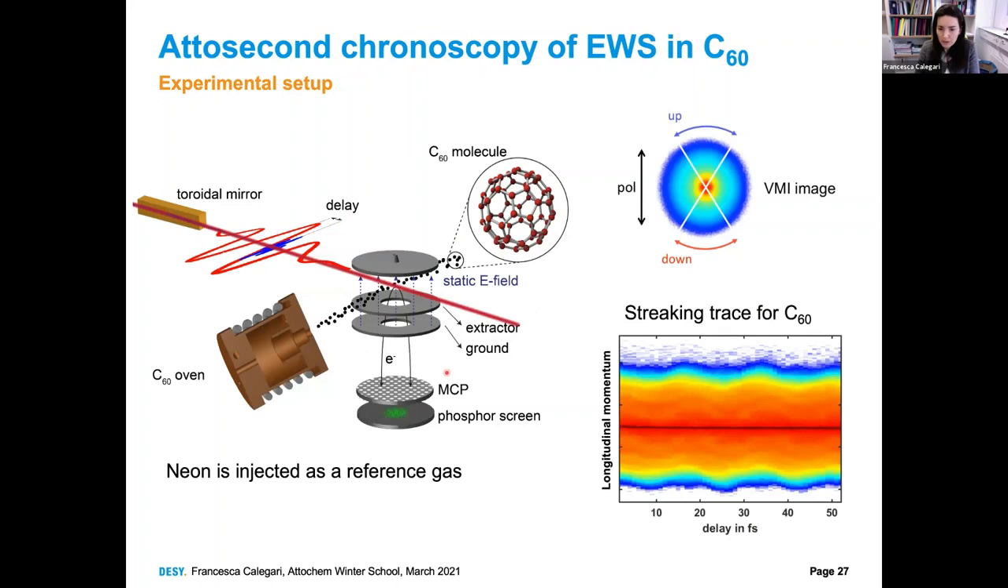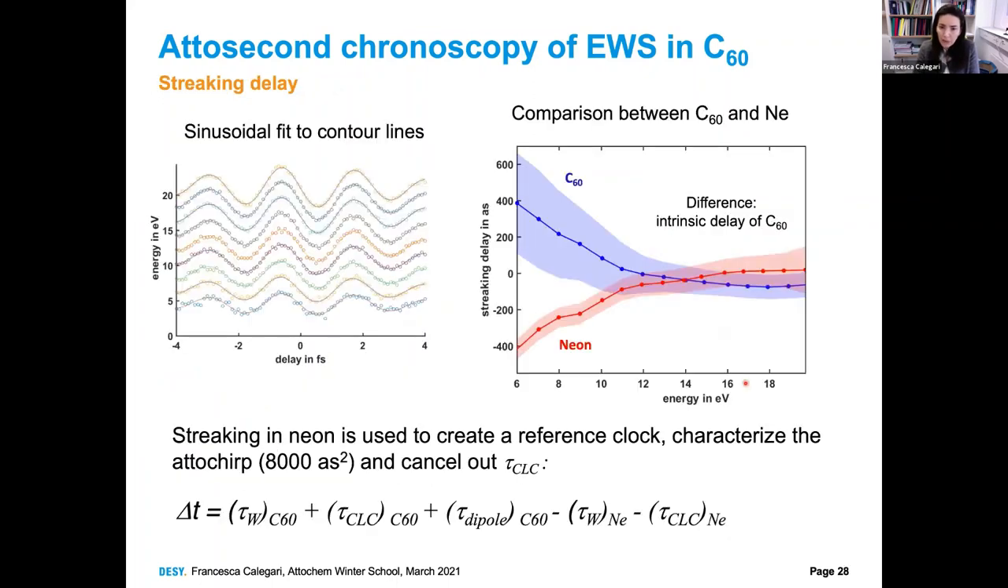We've done this measurement in C60 again with the same approach I was describing before, with the velocity map imaging and measuring the streaking trace. And we have compared once more the C60 with neon. What you can extract is a delay from the streaking trace, which is a result of several terms. In this case, there is a differential measurement done between C60 and neon, so you can subtract from the delay of C60 the delay measured for neon.